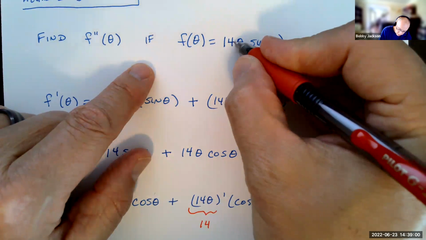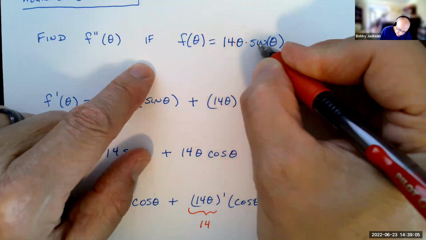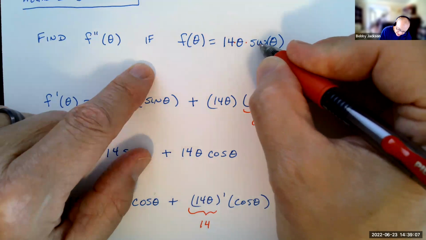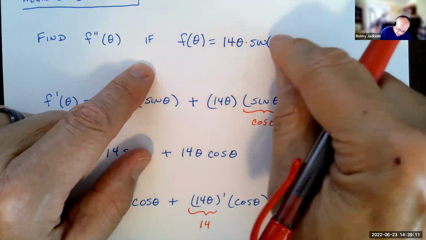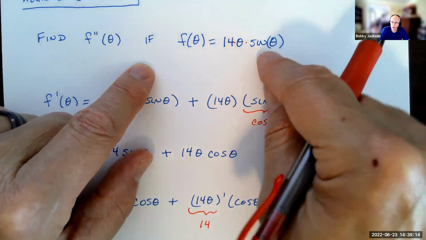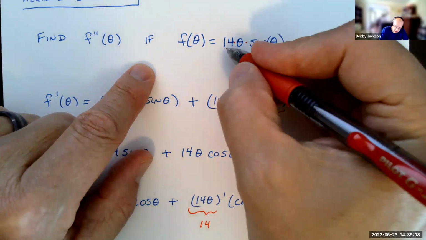Notice these are multiplications going on here, 14 times theta times sine of theta. This is not sine times theta here, though. This is sine of theta, right? Sine is a function, the name of a function. You're plugging theta into the function. So there's three things we're multiplying together. 14 is just a constant multiple.